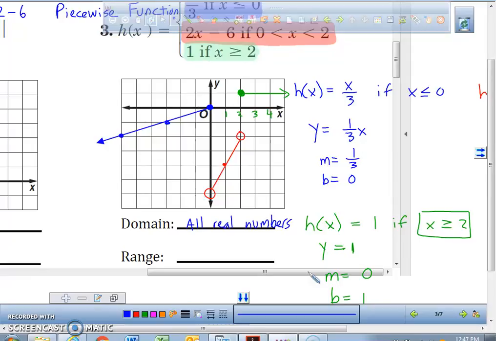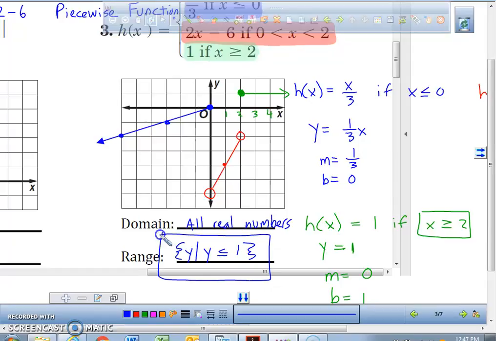Do you see a maximum height to this graph? How high does it get? To 1. Are all the values less than a 1? Or equal to? All the y values are either equal to a 1. Here they are what? They're going what? Less than a 1. Down here, what are they? They're all less than a 1. So all the y values are less than or equal to 1.